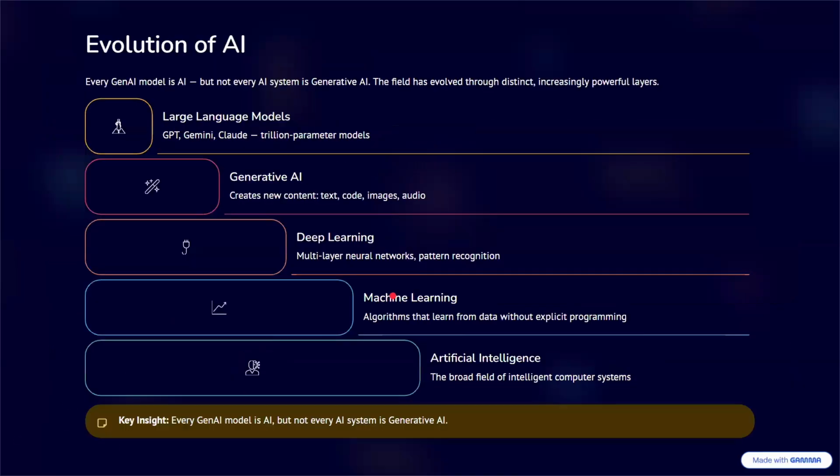So next, move to the evolution of Gen AI. To understand where Gen AI fits, look at the evolution of Gen AI. So first of all comes artificial intelligence. Artificial intelligence is a broad field; large language models, generative AI, deep learning, machine learning, all come under artificial intelligence. It's like artificial intelligence is a large box, and inside that comes machine learning, deep learning, then Gen AI, then large language models. So that's artificial intelligence.